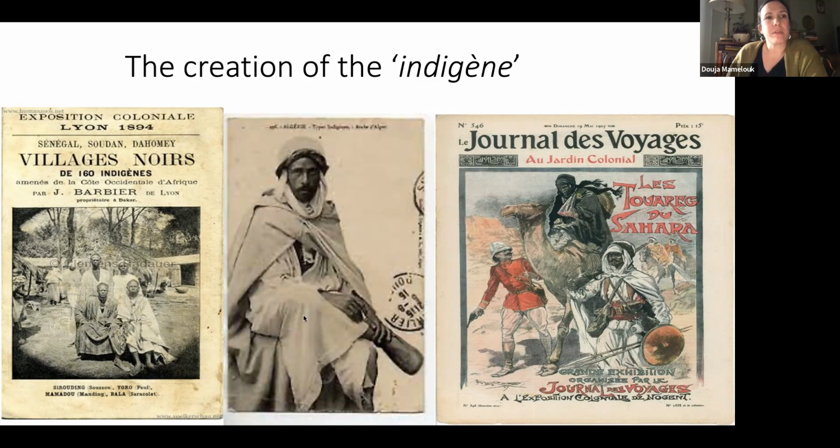So here we're going to look to the left. In Lyon, France in 1894, there's another colonial exhibition. And it tells you here that these are Black villages. It has 160 indigenous people in it. And you see them here, you know, the object of the camera. This man here in the middle is actually a postcard, and he's Algerian. It was part of the series that the French created, and the commentary on it was they're barbarians, but they are very manly.